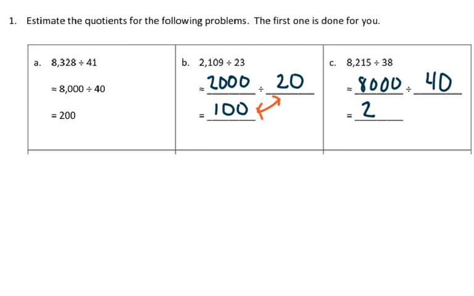So I'm working with the number 40, though. So 40 times what is going to give you 8,000, and that is going to be 200. And you can check by doing 200 times 40 is 8,000, or 40 times 200 is equal to 8,000. So to see the answer is correct.